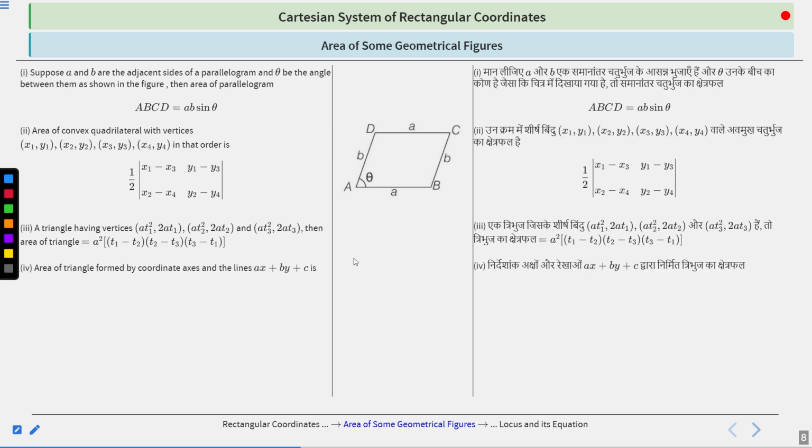Therefore, the area of the triangle formed by the coordinate axes and the line Ax plus By plus C equals 0 is C square upon 2AB, right? Is equal to C square upon 2AB. Got it? Now let's move to the next part.